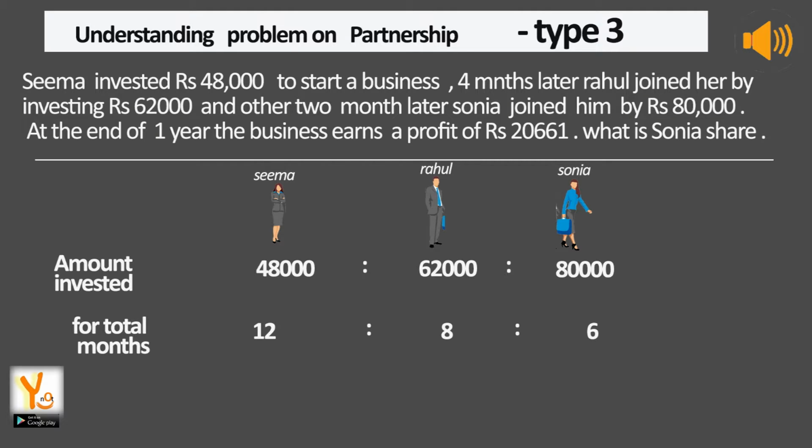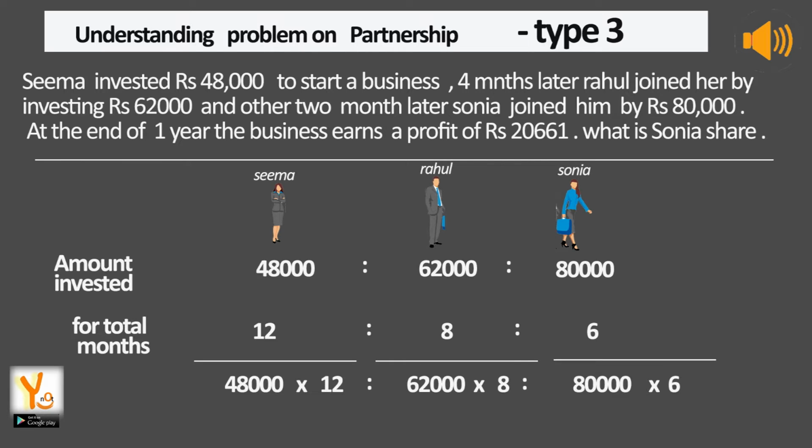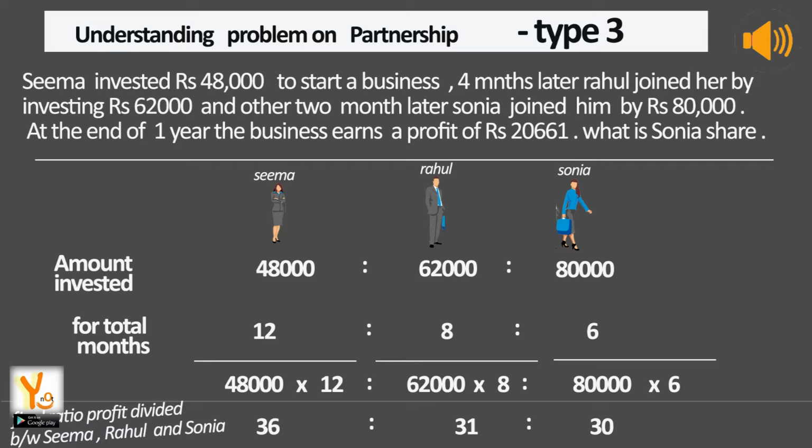Given Seema invested from the start, while Rahul invested 4 months later, and 2 months after that Sonia invested. As per the question, for 1 year, Seema invested for 12 months, as Rahul joined her after 4 months, so Rahul invested for 8 months, and as Sonia joined 2 months later, Sonia invested for 6 months. So the ratio of investment would be 48,000 into 12 : 62,000 into 8 : 80,000 into 6. The final ratio would be 36:31:30.